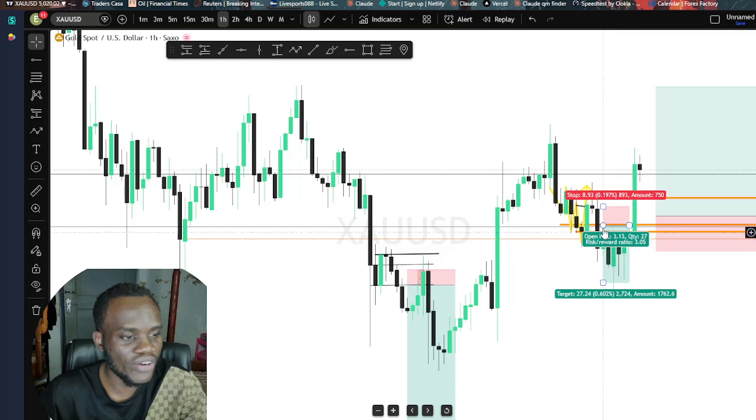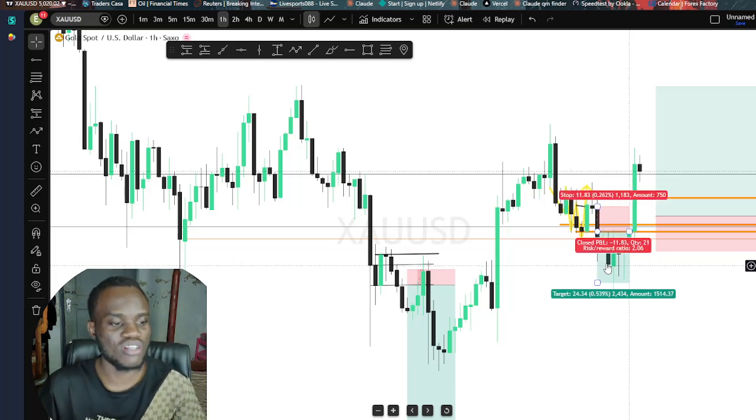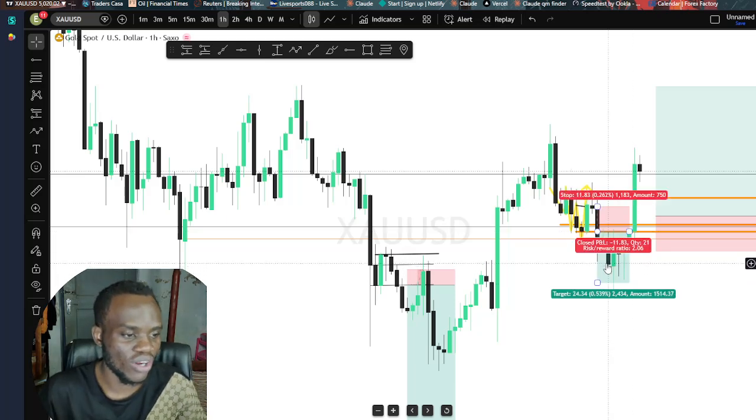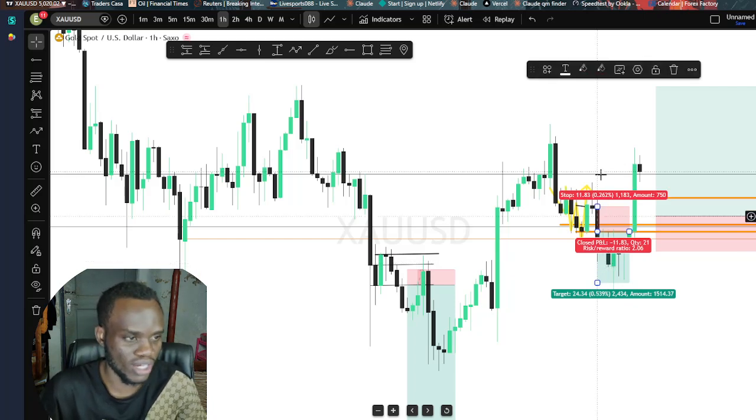The market only reacted to this 1 hour zone. That's why you have to always trust the 1 hour zones, yeah. So I had to come back up to there, and it was a very, very good entry, giving us around 240 pips, yeah, which is not bad, yeah.